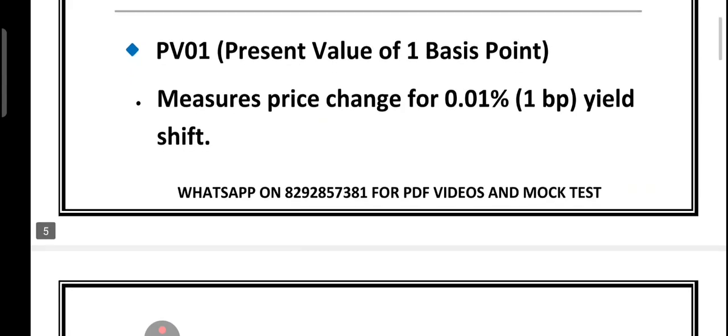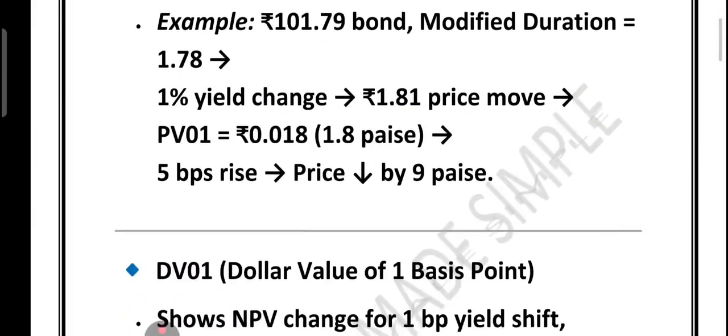Now, there is a term like PV01, which is called the present value of 1 basis point. What is the meaning of 1 basis point? 1 basis point means 0.01%. Suppose there is a shift in yield by 0.01%. Shift means it can increase or it can decrease. Both things can happen. So PV01 measures how much the price changes because of that changing yield. I hope it is clear.